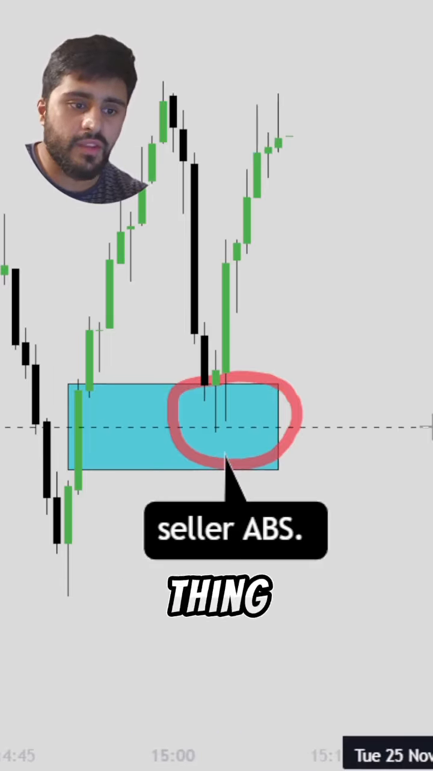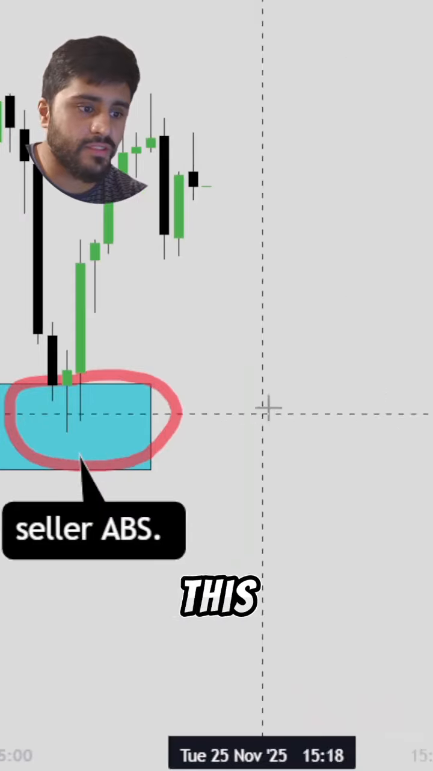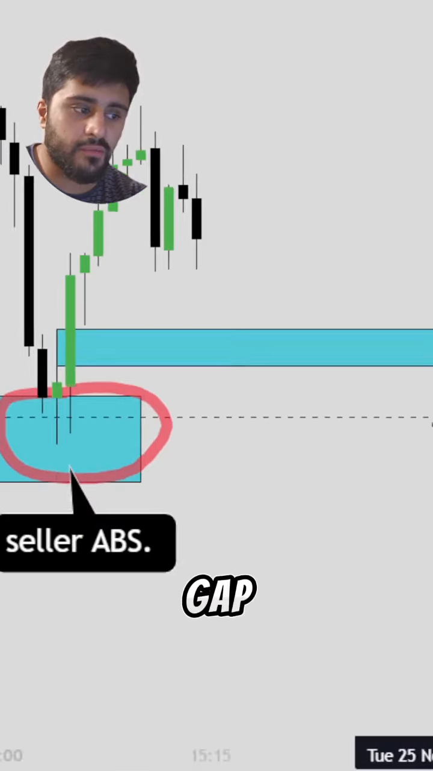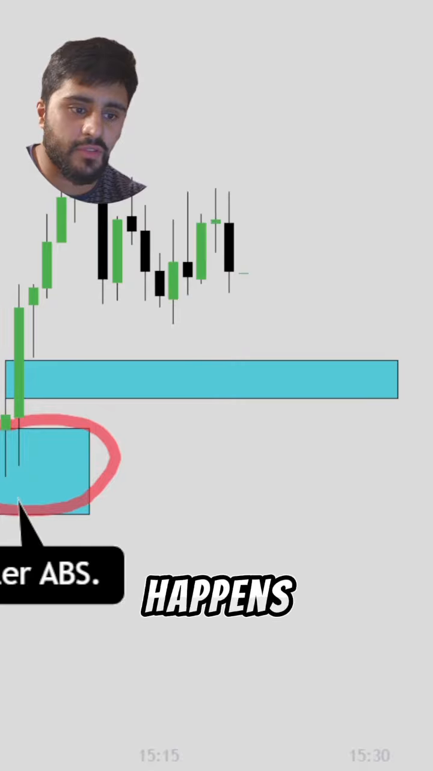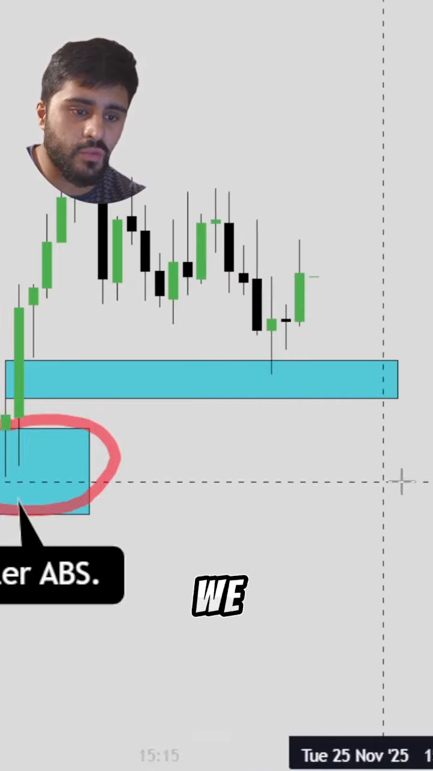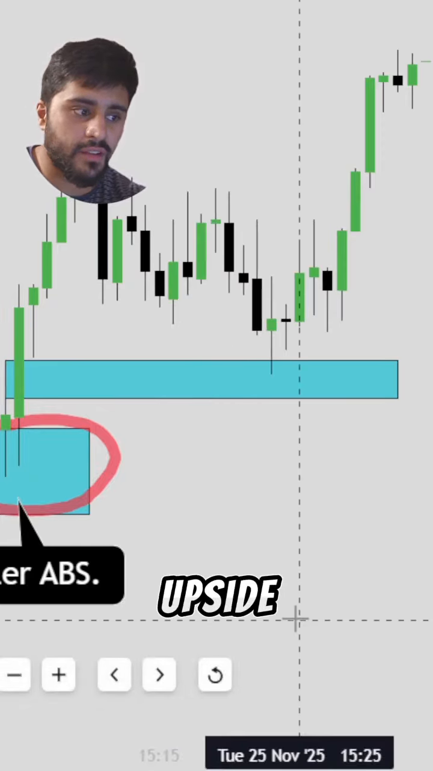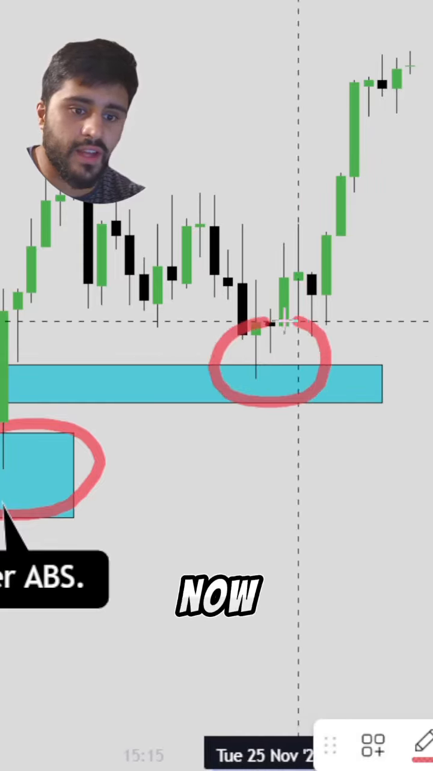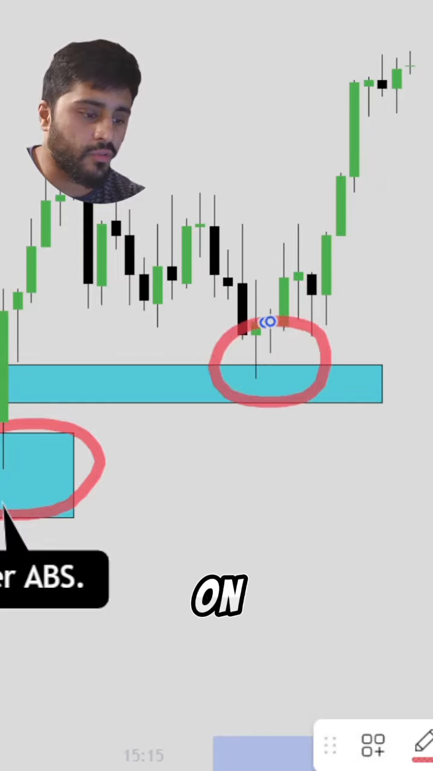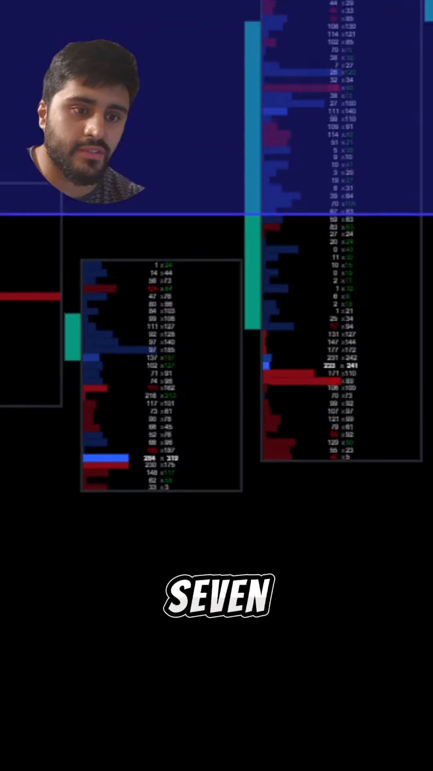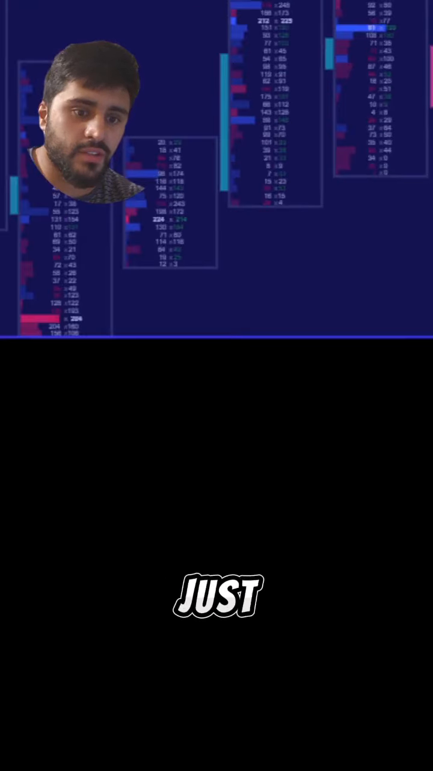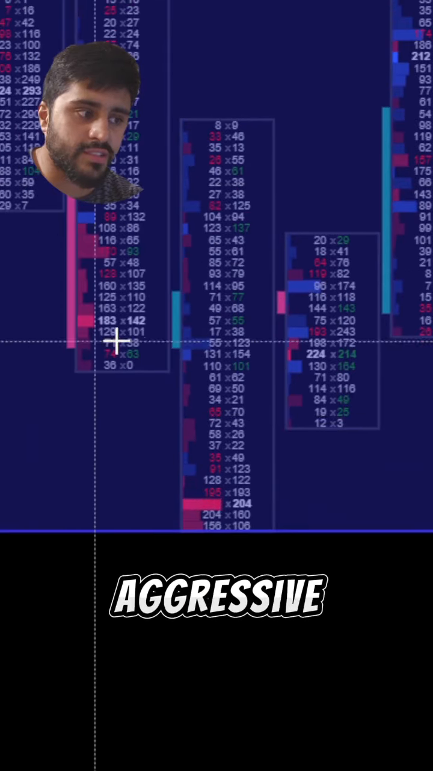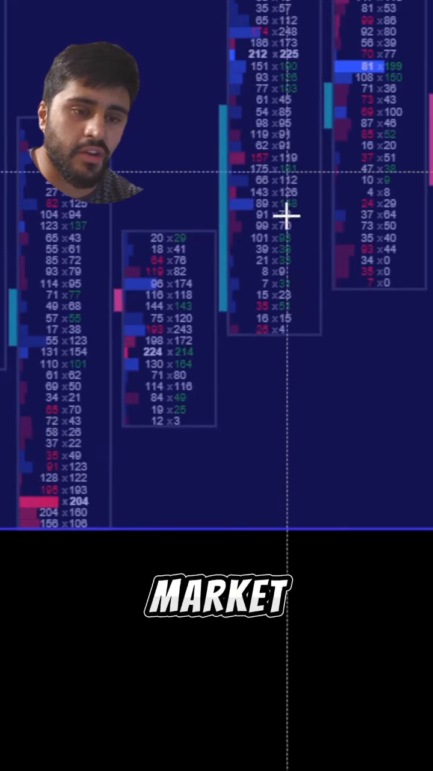Now we see the same thing over here. The market comes into this zone and we see price rejecting off this fair value gap. Again, the same exact thing happens over here where the market comes in, we tap in before we shoot to the upside. Now, what was going on specifically in this region? We want to focus now on around 6,700 on the 25th of November. So 6,700 was just over here. Again, 6,700 over here, we see aggressive sellers, and then the market rips to the upside.